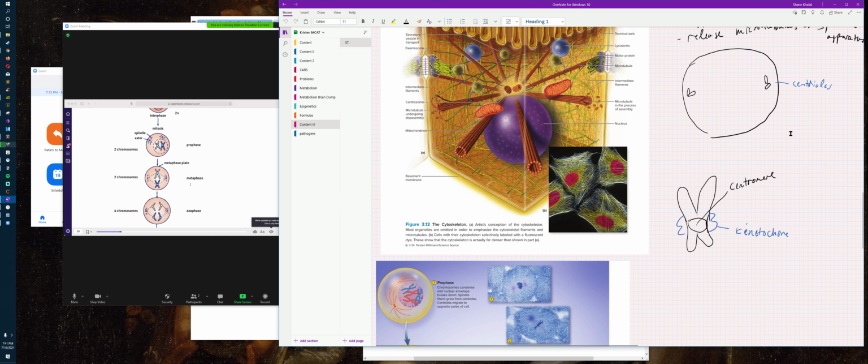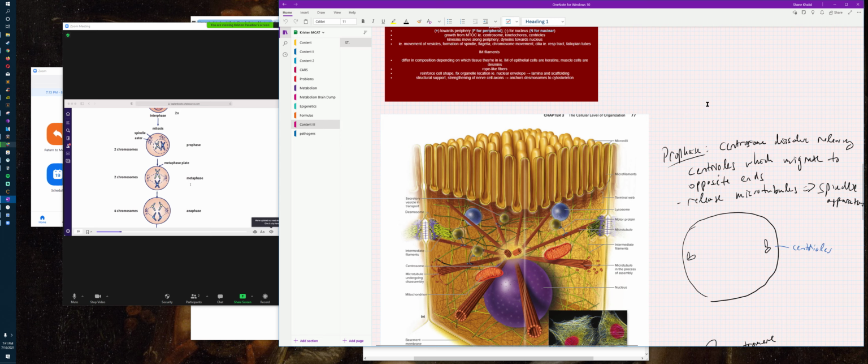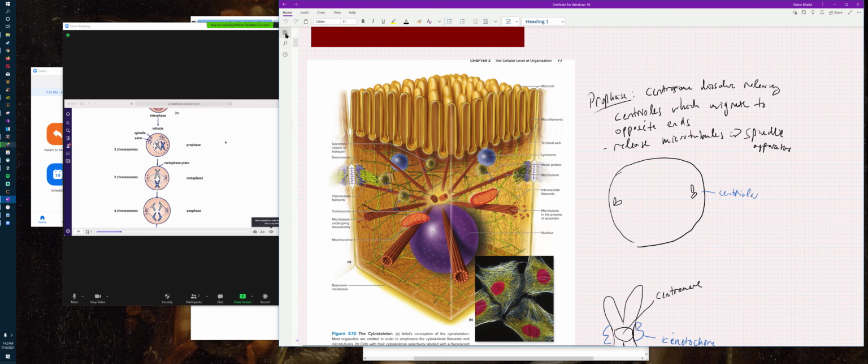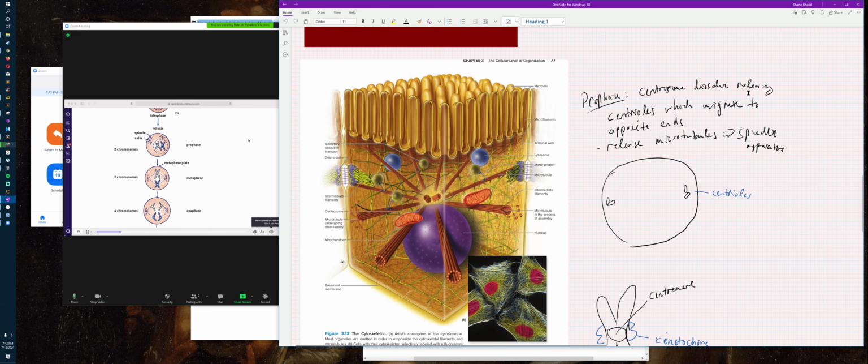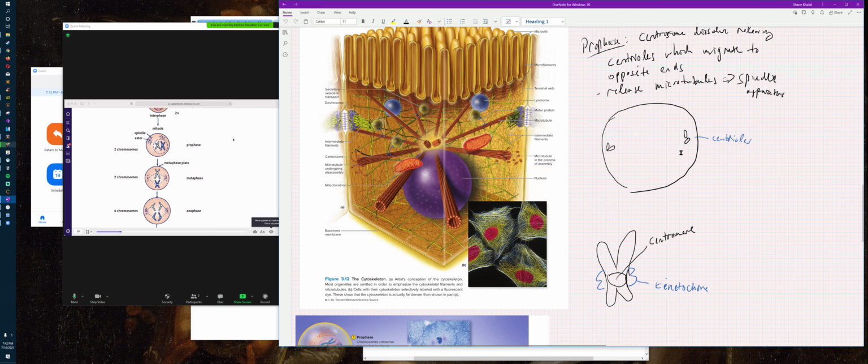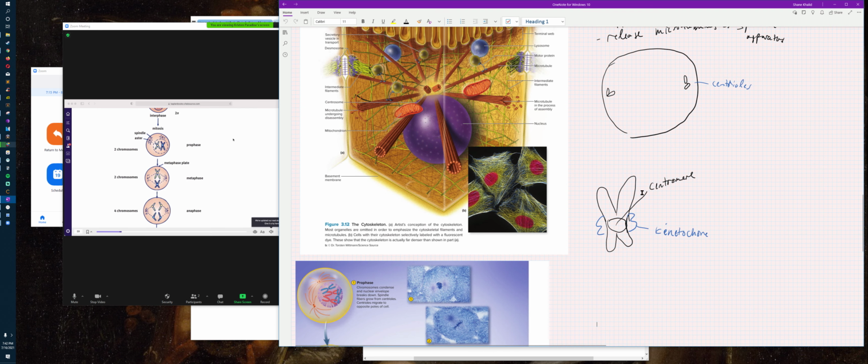In prophase, centrosomes dissolve. Wait, centrosomes, what does it say? Dissolve, releasing centrioles, which migrate to the opposite ends, and those centrioles release microtubules, which become the spindle apparatus. And then I didn't finish that drawing underneath, but those are the centrioles. And then underneath I drew the difference between a centromere and a kinetochore.